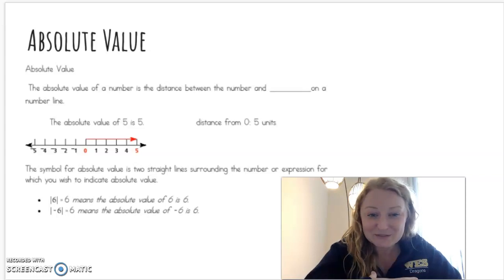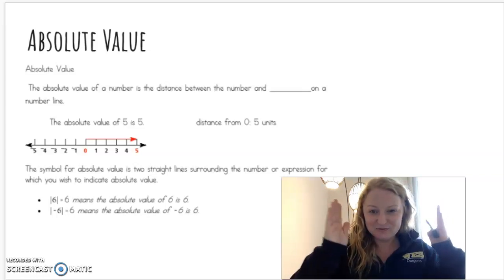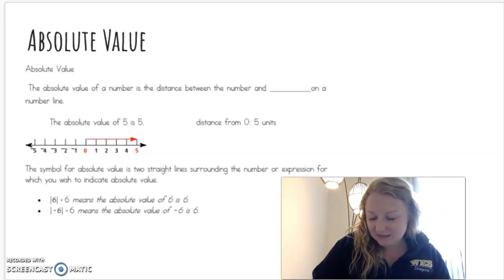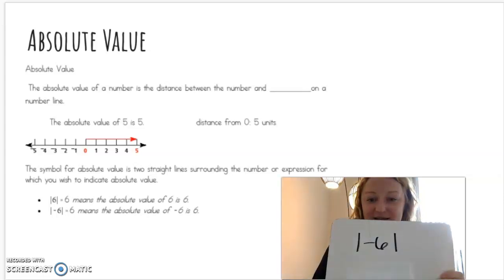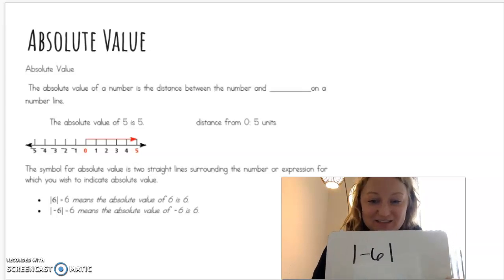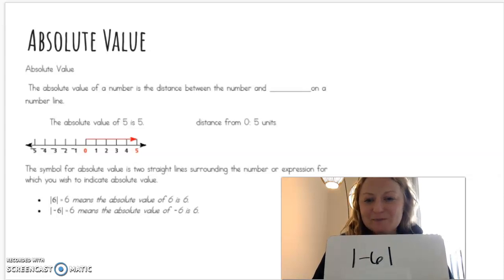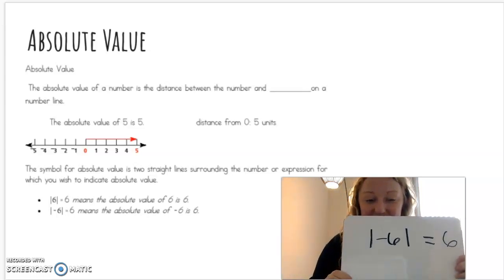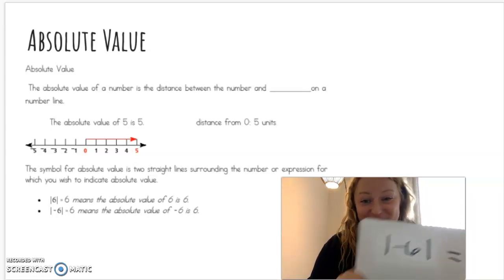We represent absolute value with 2 straight lines, almost like a field goal posts. So if I was asking you what the absolute value of negative 6 is, I would show it like this. This means absolute value of negative 6. Remember, absolute value is just how many places it is from 0. So how many hops away from 0 is negative 6? What do you think? 6. Yes. So the absolute value of negative 6 is 6. It is 6 hops away from 0.